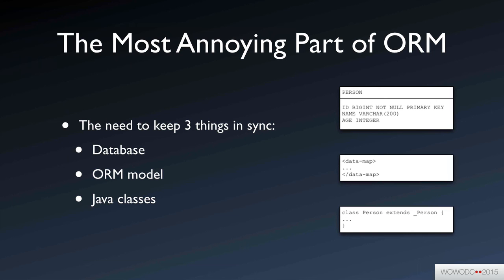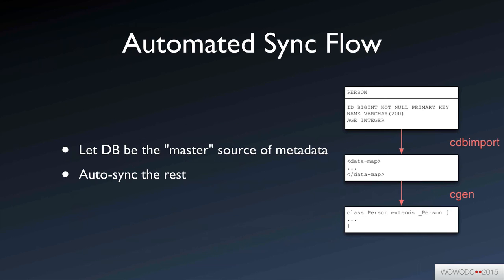we've been doing it already, right? So we have a Maven plugin or an Ant task or whatever. To synchronize the map with the Java model, it's called CGen in Cayenne. It works great. We have something called CDB import that synchronizes the database with the ORM model. Well, this thing is not so great.